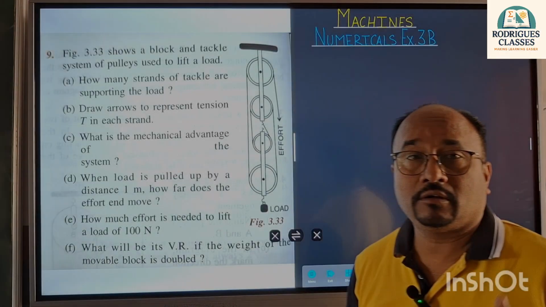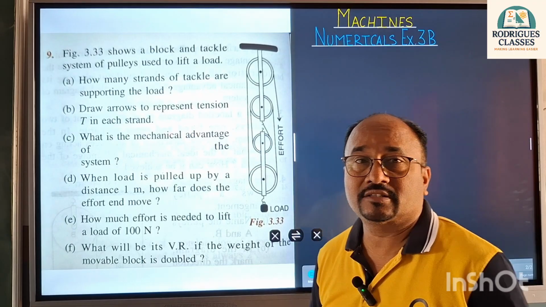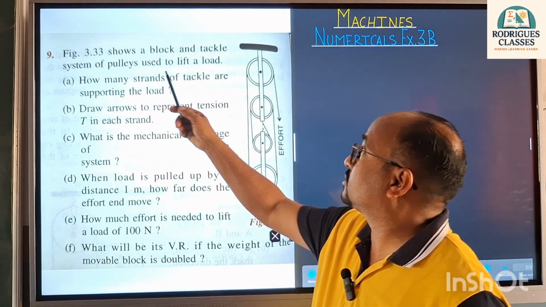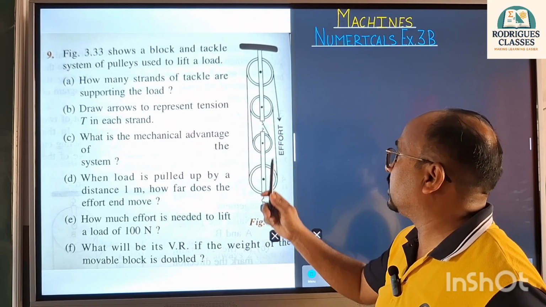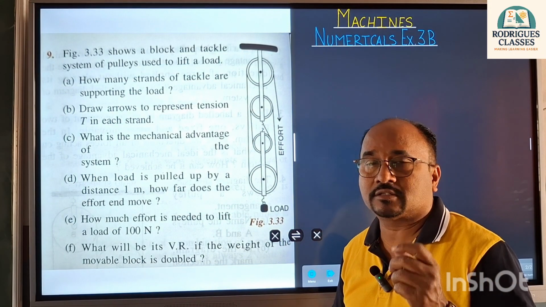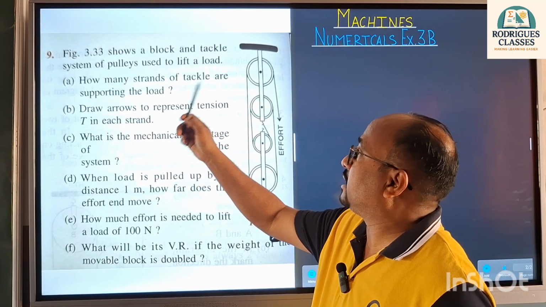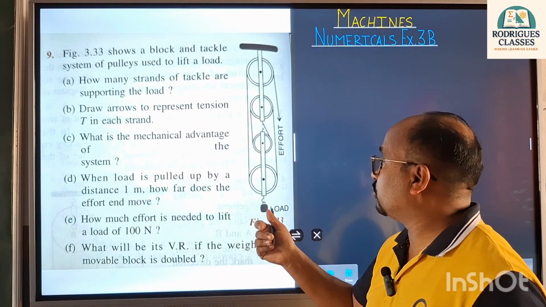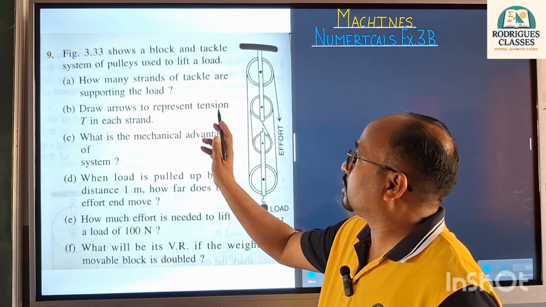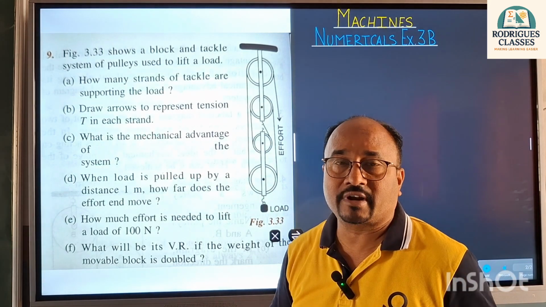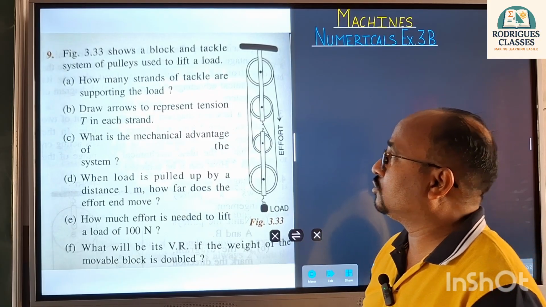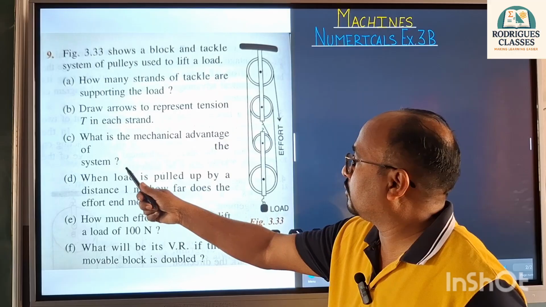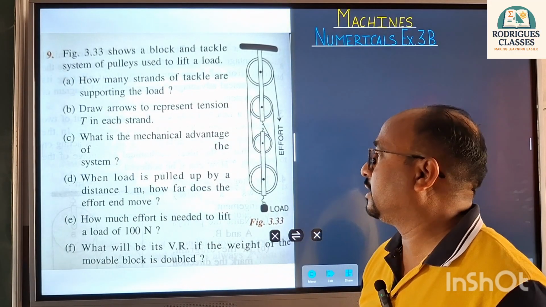Now coming to the 9th numerical, a figure is given and based on that the question is there. The figure shows a block and tackle system, pulleys used to lift a load. If you see, there are 4 pulleys, so a block and tackle system with 4 pulleys. How many strands of the tackle are supporting the load? We will see 1, 2, 3, 4 strands are supporting this load. Draw arrows to represent tension T in each of these strands. So we have to draw arrows and show the tensions over here. What is the mechanical advantage of the system? So we have to find the mechanical advantage here.